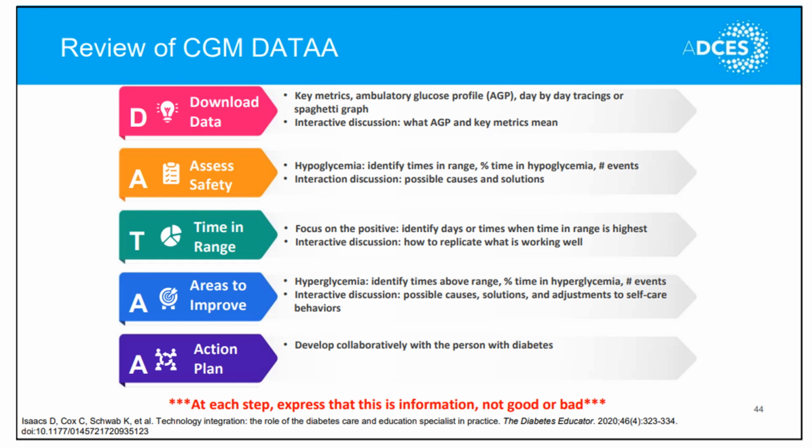So this is a lot of data to review, and one way of reviewing it is using this algorithm, DATA, to approach reviewing CGM data with a patient. So first you're downloading, then you're assessing for safety, looking at hypoglycemia, you're reviewing the time in range, areas that need to be improved, and then coming up with an action plan.